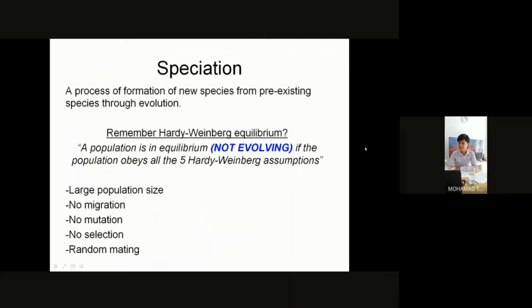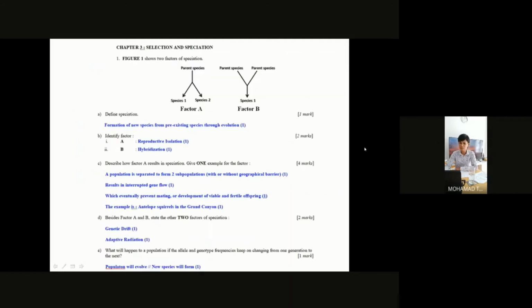All right, so let's begin discussing the first question in this booklet. Figure 1 shows the 2 types of speciation. So we have factor A and factor B, and we are asked to define speciation. As we have discussed earlier, speciation is a process of formation of new species from pre-existing species through evolution. So 1 mark.